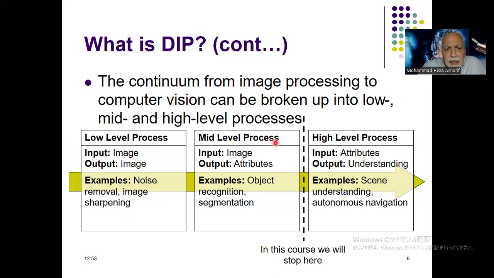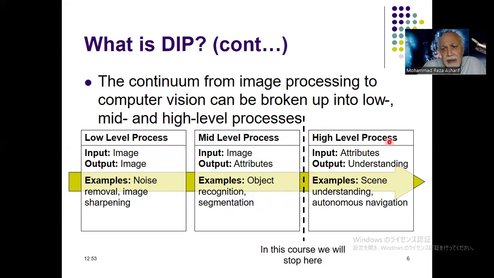Mid-level processing: the input is still an image, but the output is attributes, some parameters or attributes of the image. Examples are object recognition and segmentation. For instance, this image is recognized like this and segmented like this.